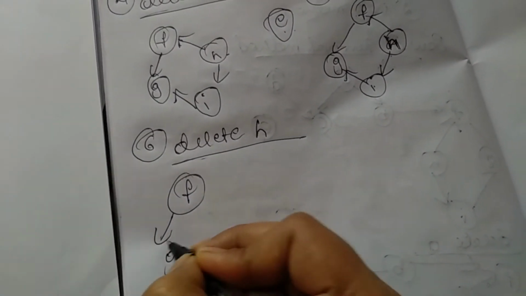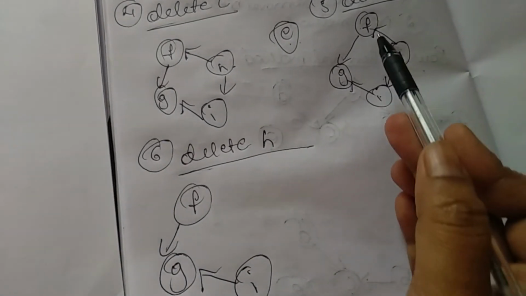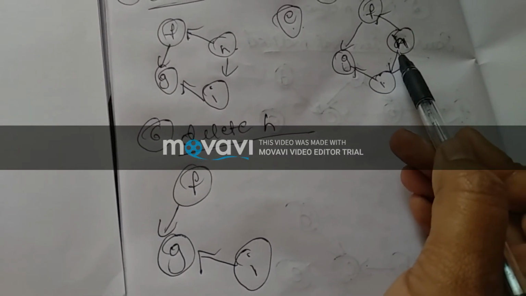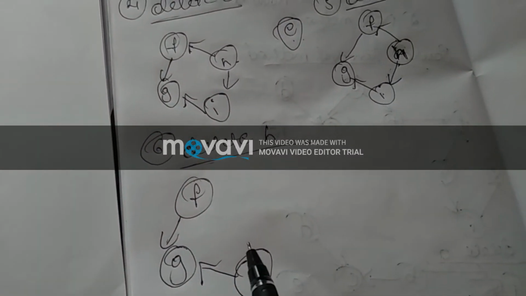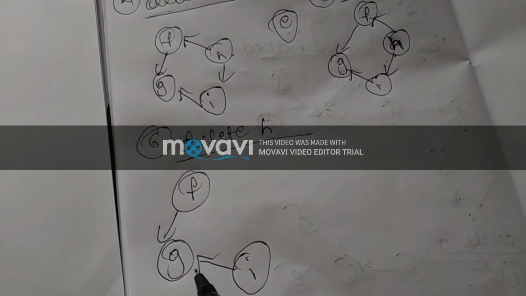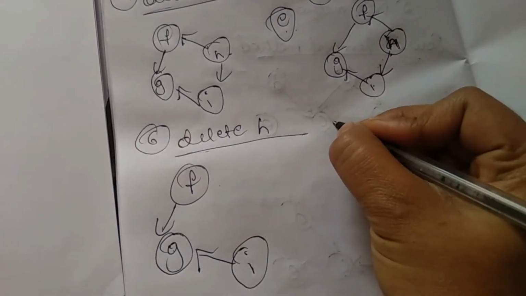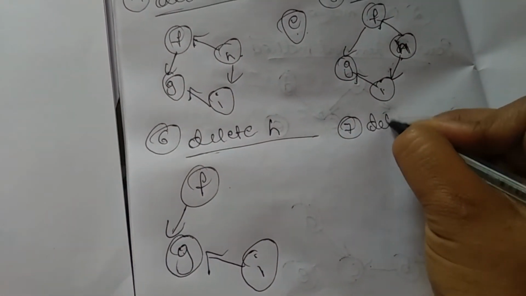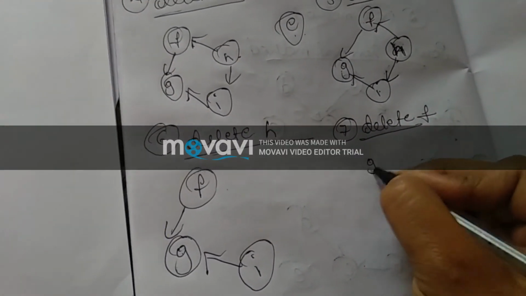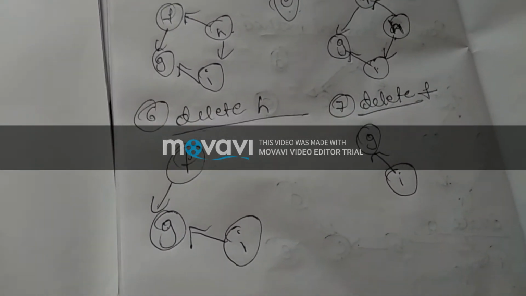F, G, then I, because these two edges will get deleted with this vertex H. Now which is not having any incoming edge? See, F is having only outgoing, I is also having only outgoing. Which one will come first? First F will come. So I'll just delete F. If I delete F, G and I will be left out.